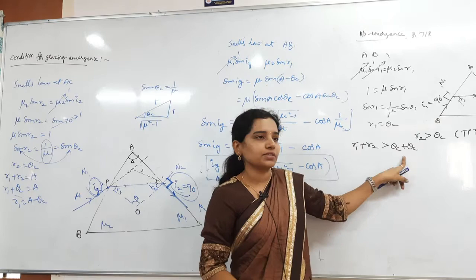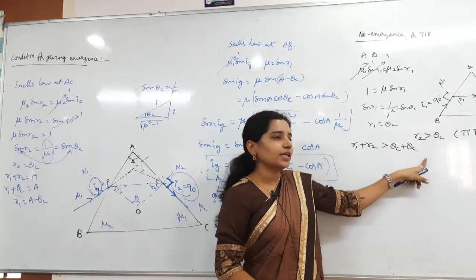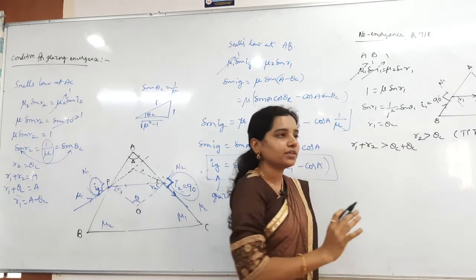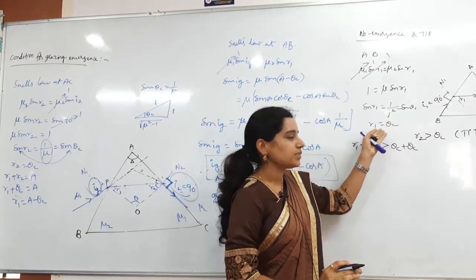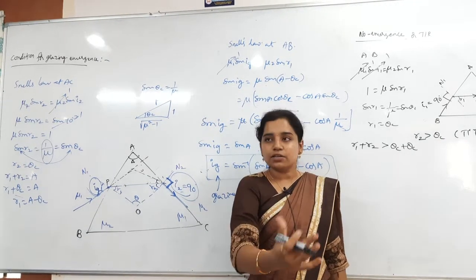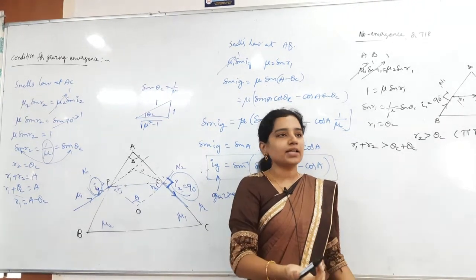R1 is equal to theta c. R2 is greater than theta c. In the place of R1 I am writing theta c, in the place of R2 I am writing theta c only. Why? Because here only it is there. R1 theta c and then R2 also theta c, but which is greater? So the total value also is greater than 2 theta c only.